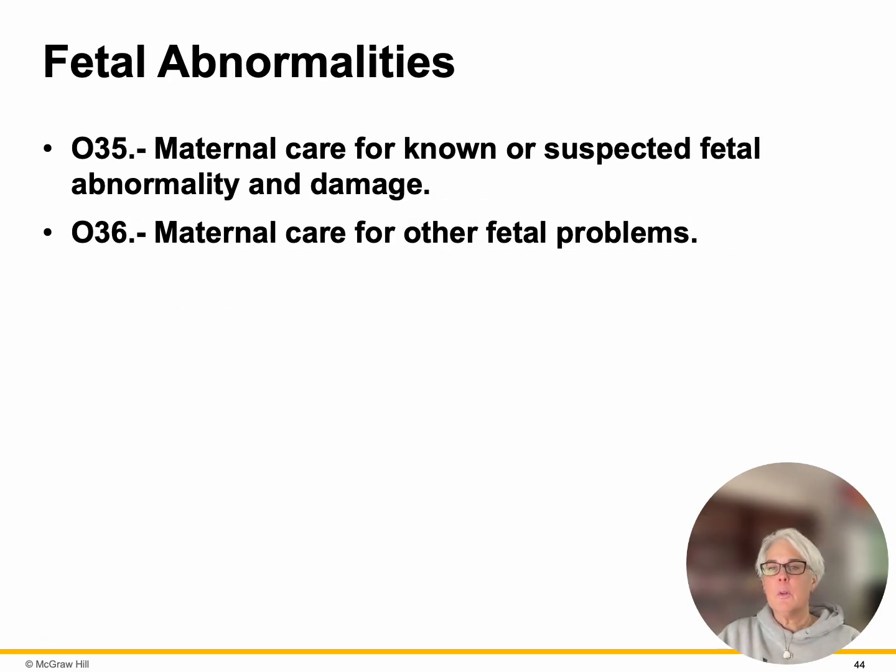O35 captures maternal care for known or suspected fetal abnormalities or damage such as heart defects or neural tube defects. O36 captures other fetal problems like poor growth or Rh isoimmunization. These codes explain why the mother is receiving extra monitoring or interventions. Once the baby is born and the condition is confirmed, then we're going to add a Q code onto the infant's chart.